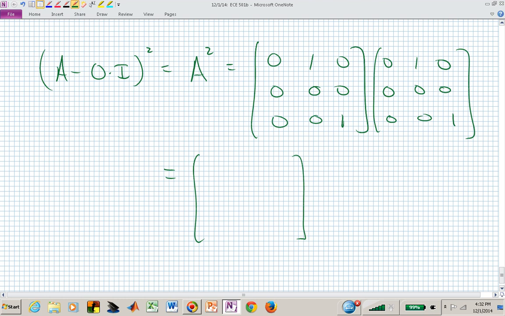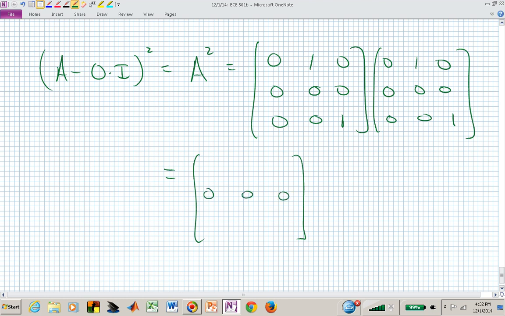I want to do the easy part. I'll do the second row. Second row just says scale all of the rows by 0. Take 0 times the first, 0 times the second, and 0 times the third. So the middle row better return 0.